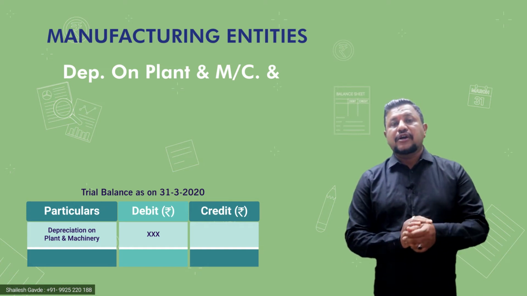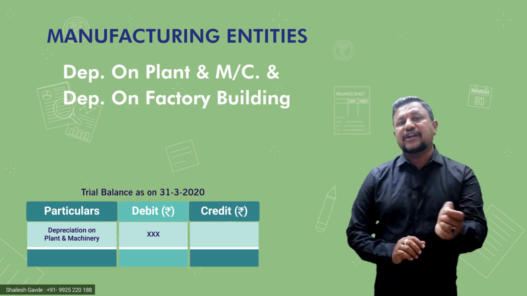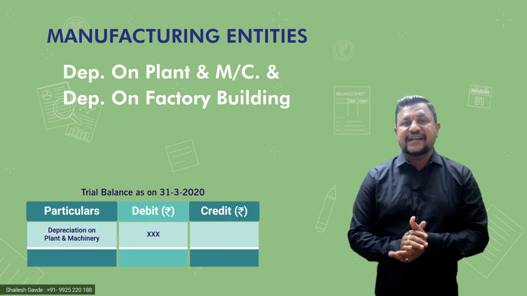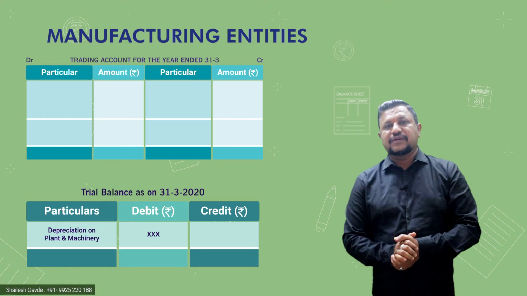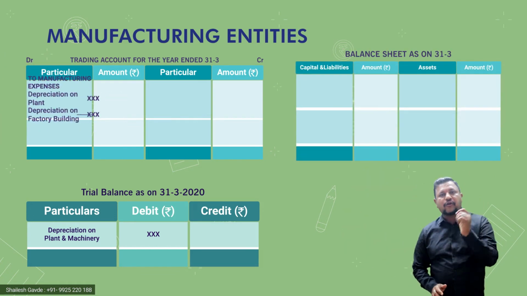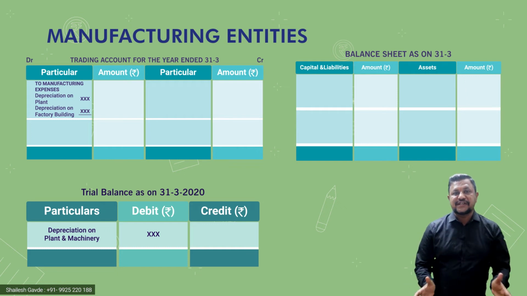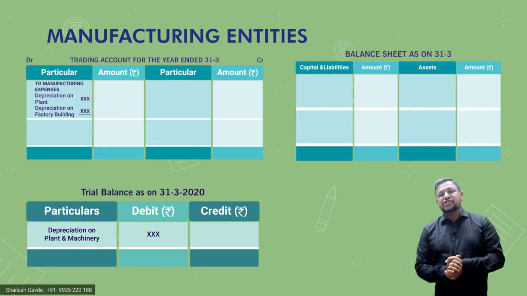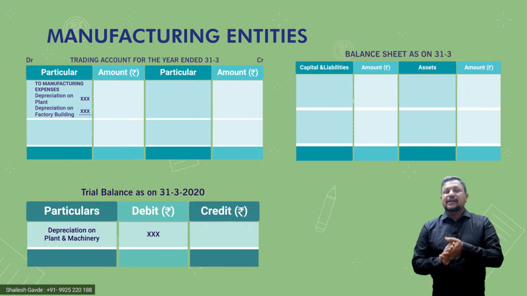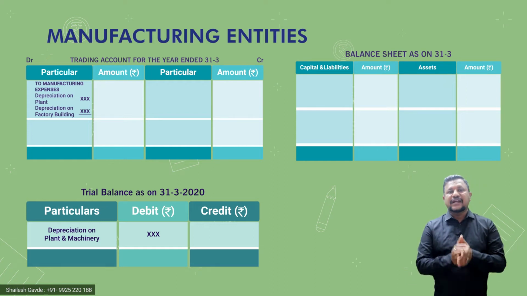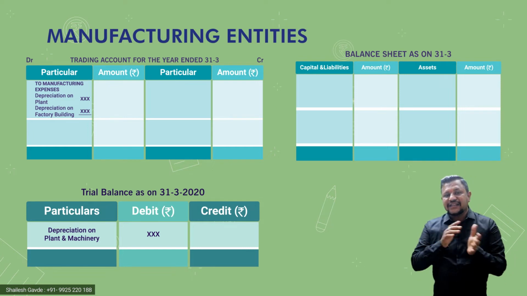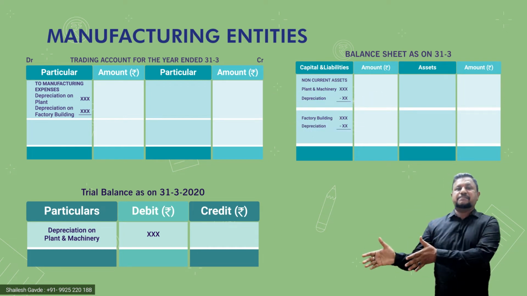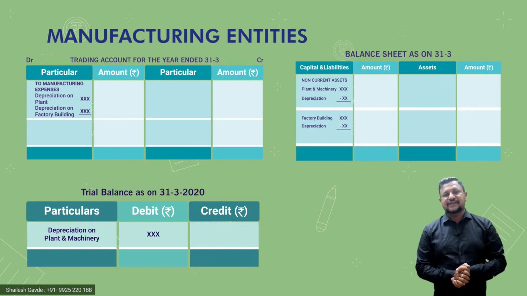Well, if the question is of a manufacturing entity, in that case, depreciation on plant and machinery and depreciation on factory building is not taken to profit and loss account, but instead depreciation on these two items is taken to trading account as a part of manufacturing cost. So do remember, if the question is of manufacturing entities, in that case depreciation on plant and machinery and factory building, one effect, instead of profit and loss account, goes to trading account, and the other effect remains as it is, that is, we deduct this depreciation from the respective assets in balance sheet asset side.